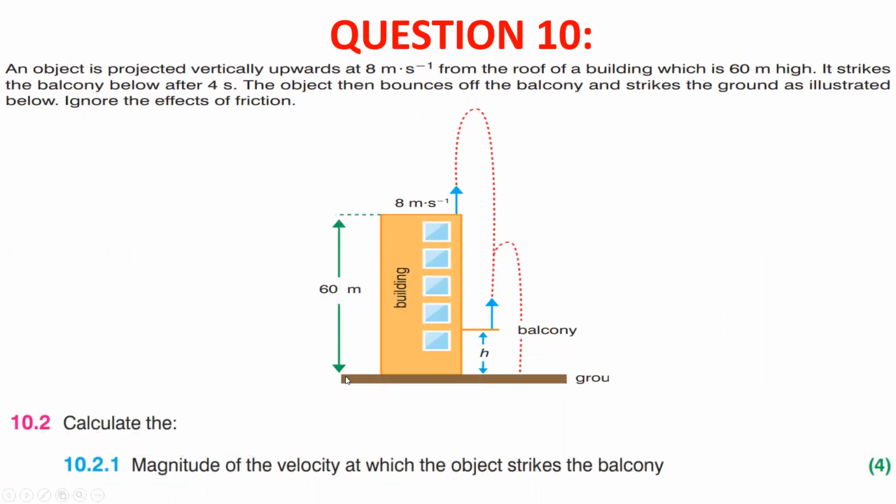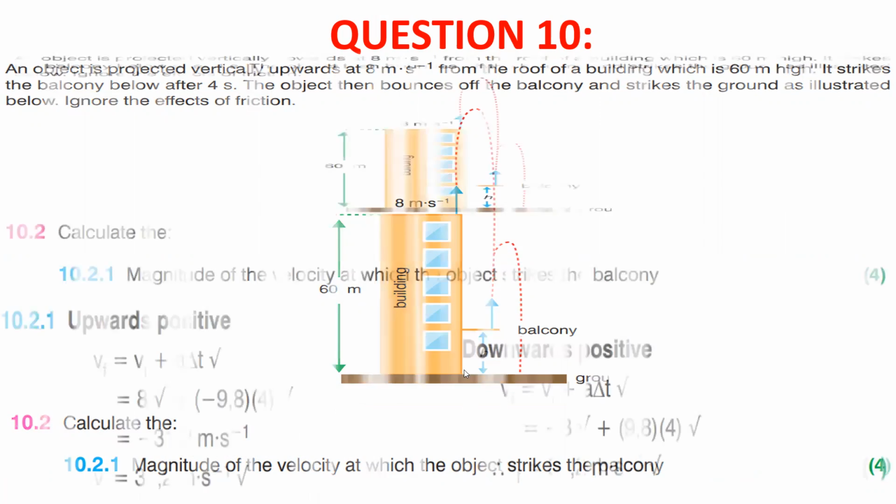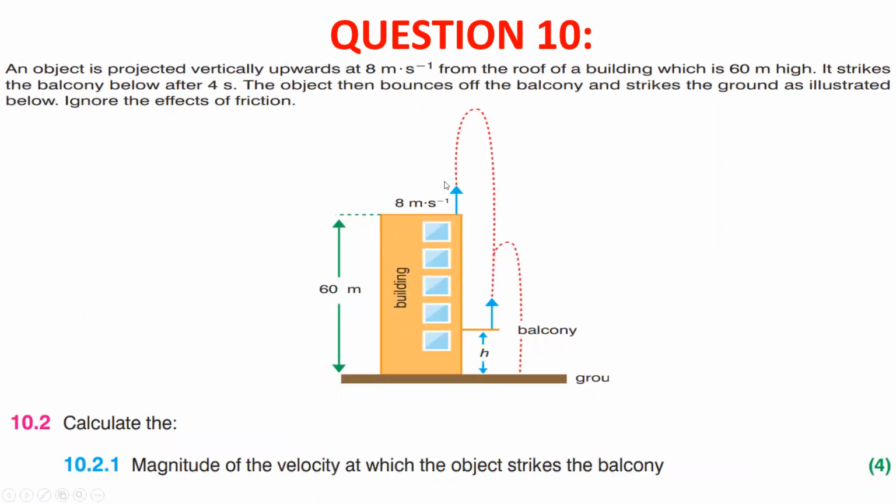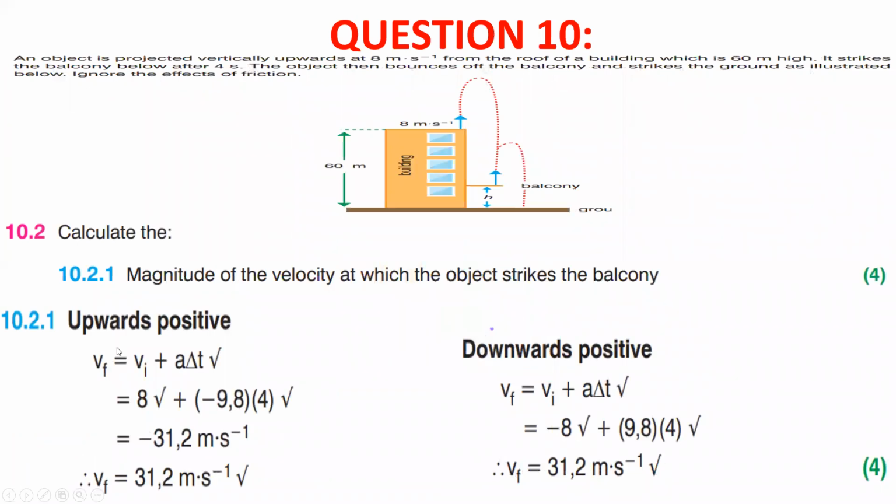And then the next question. Calculate the magnitude of the velocity at which the object strikes the balcony. So we are looking for the velocity at this point when touching the balcony. Let's show this position, the velocity we are looking for. How can we calculate? We have too many options for this question. Let's see. Upward positive. If you say upward positive, you can use this way: V final is equal to V initial plus A times delta T.